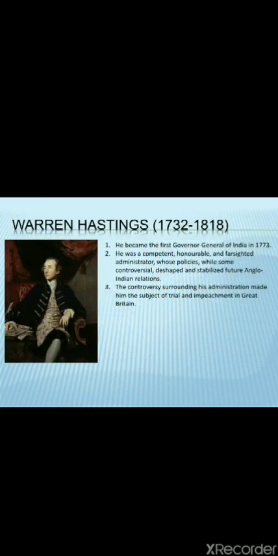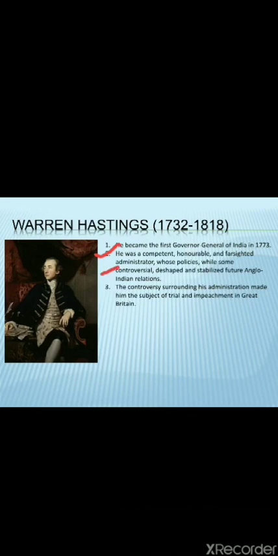Children, as you know, in the previous two sessions we have been discussing History Chapter 1 from your NCERT textbook titled How, When and Where. We have been discussing a few topics, so let us move ahead with the chapter. The first topic that we will be discussing is Warren Hastings. He became the first Governor General of India in 1773.